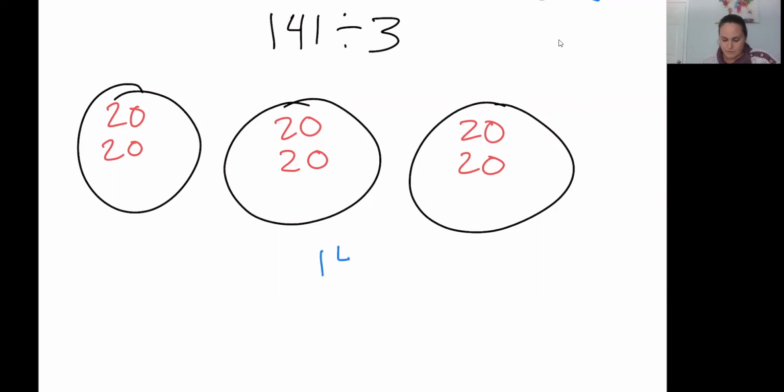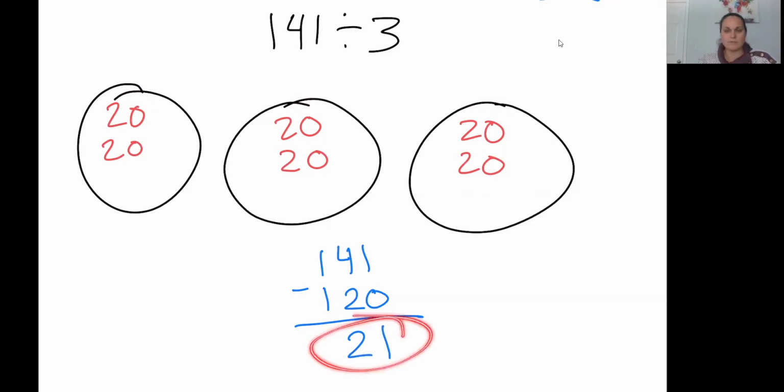So if I have 141 and so far I've given out 120, I'm going to subtract those and find out what I have left over. So 1 minus 0 is 1, 4 minus 2 is 2, and 1 minus 1 is 0. So now I've got 21 left over. And if I know my math facts, I could hand out that exact amount on my next step.